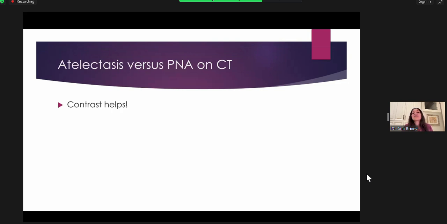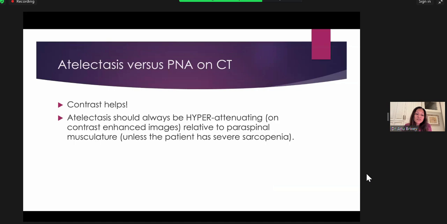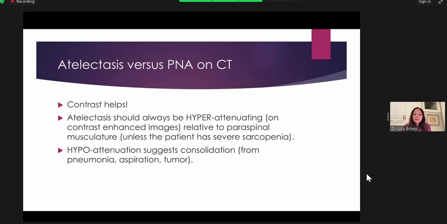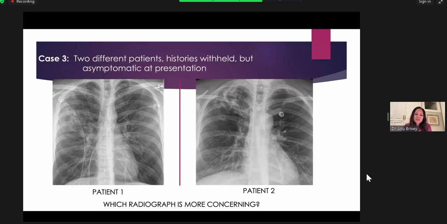So the point is that when you're differentiating atelectasis from pneumonia, contrast helps. Atelectasis should be hyperattenuating relative to paraspinal musculature, and hypoattenuation suggests consolidation, whether that's from pneumonia, aspiration, tumor, whatever the cause. And when you have severe hypoattenuation, that suggests necrosis.